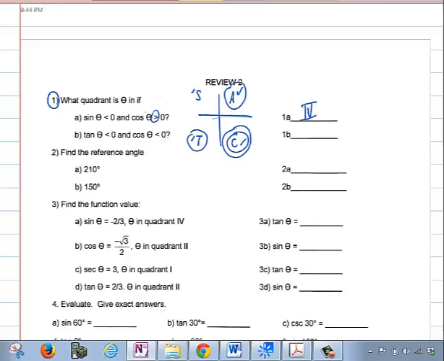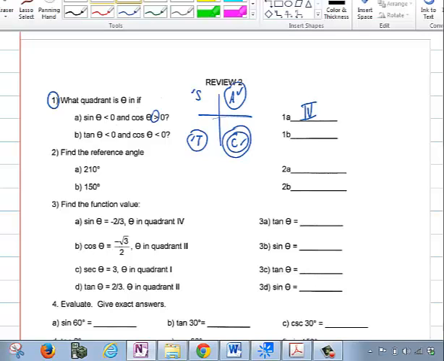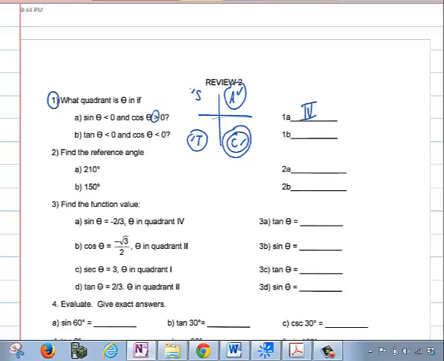And the next one, tangent is less than 0, so that'll be in quadrant 2 and 4. And cosine is less than 0, which would be in quadrant 2 and 3. So the answer for the second one would be quadrant 2.